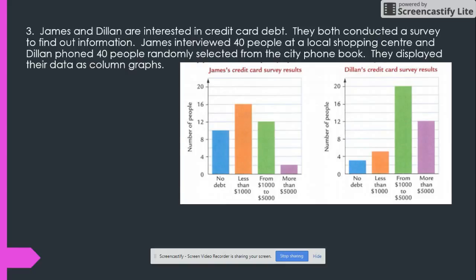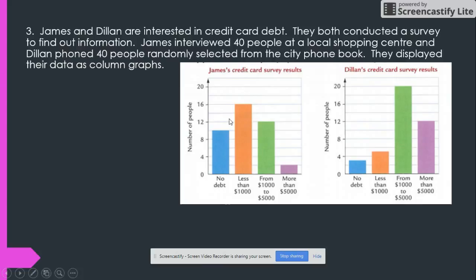Okay, James and Dylan are interested in credit card debt. They both conducted a survey to find out information. James interviewed 40 people at a local shopping centre, and Dylan phoned 40 people as well, randomly selected from a city phone book. You can see the difference. They displayed their data as column graphs.